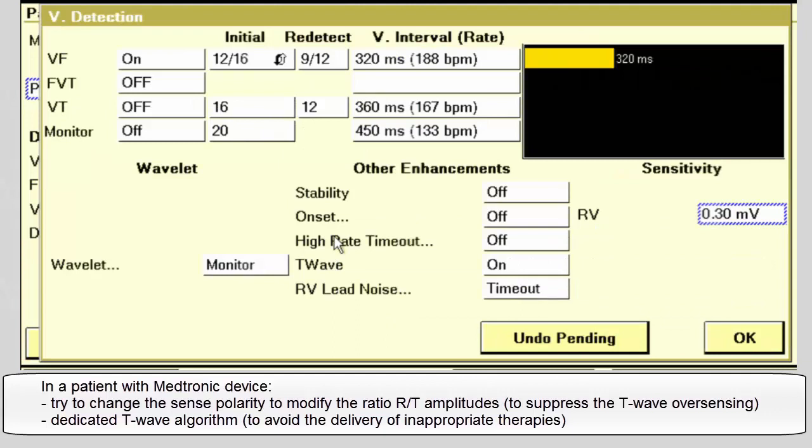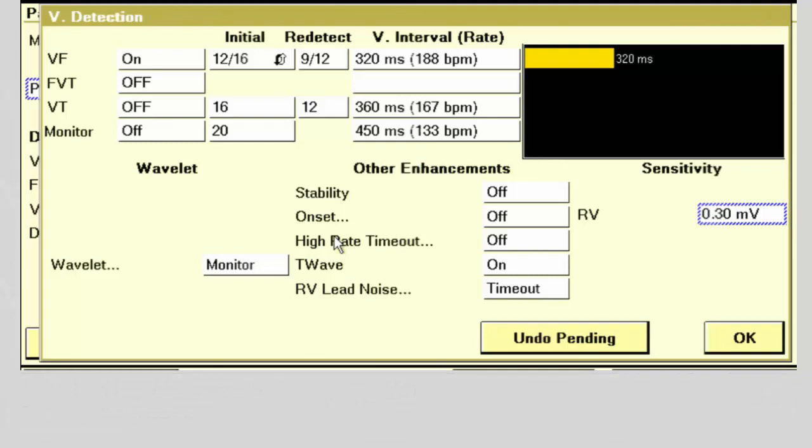If despite the changes in the programming there are still some episodes of T-wave oversensing, this algorithm here, TWave, has been designed to recognize the T-wave oversensing and then to resolve the therapy.